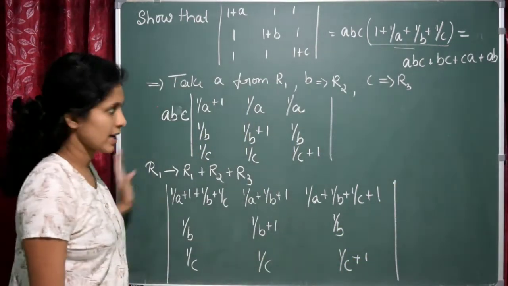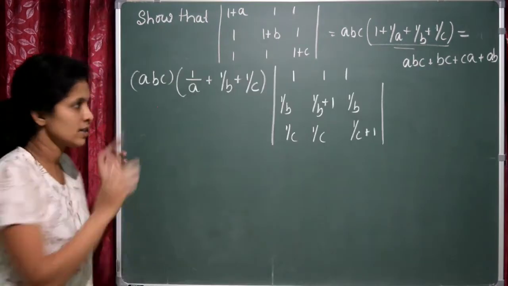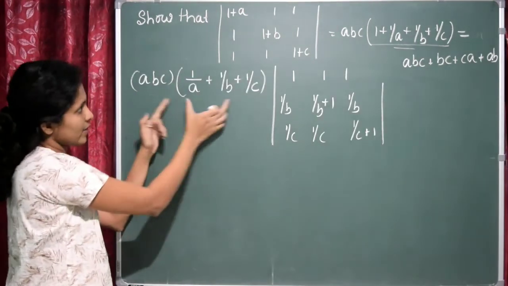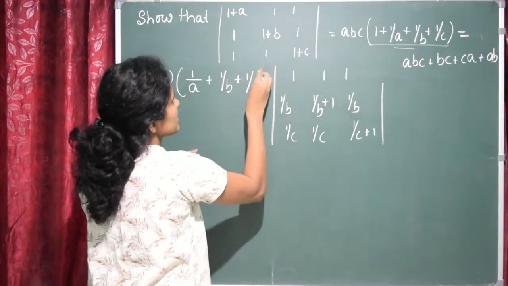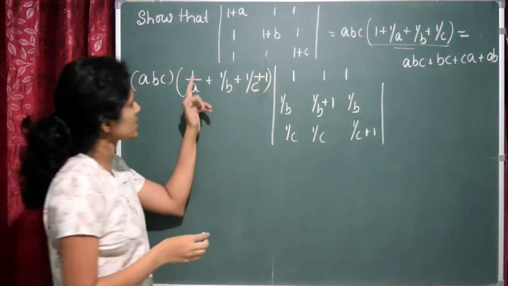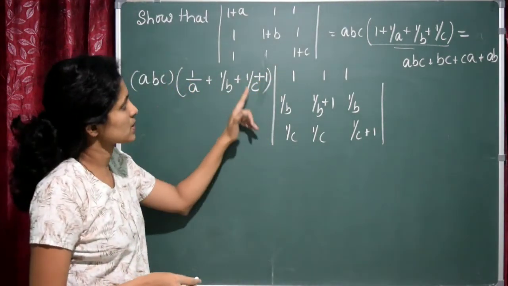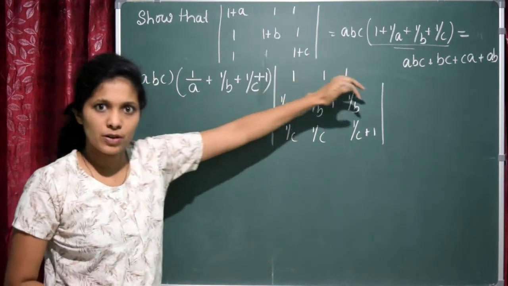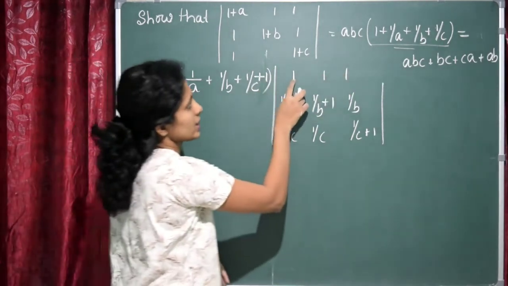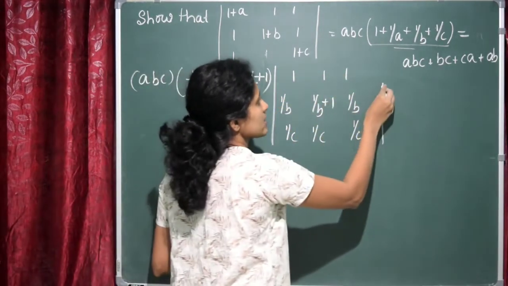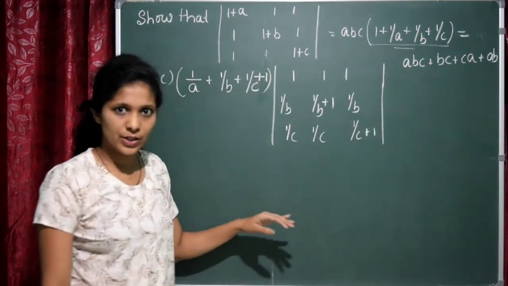I don't have place, I will erase this one. See here, already ABC is there, right? I have taken, plus 1 is there, right? In the first row, this was there, 1 by A plus 1 by B plus 1 by C plus 1. From the first row, I have taken it out, remaining with 1, 1, 1 here, and the remaining 2 rows are the same. I hope you understood this one.